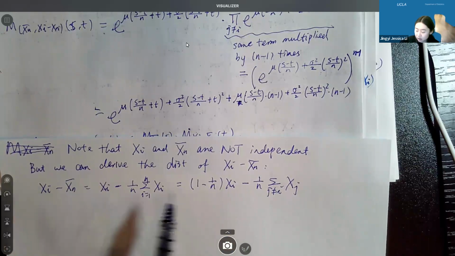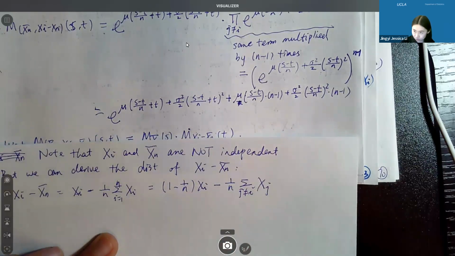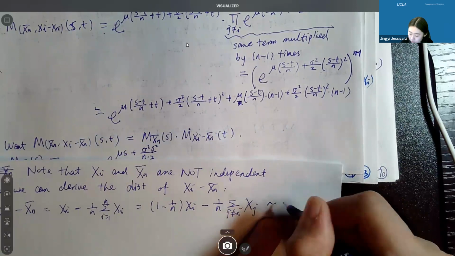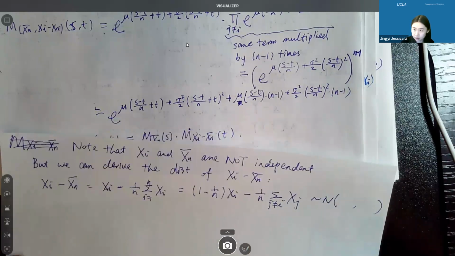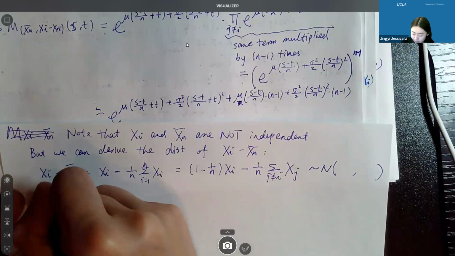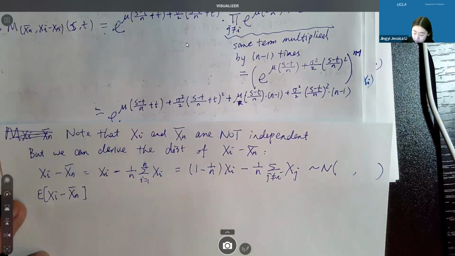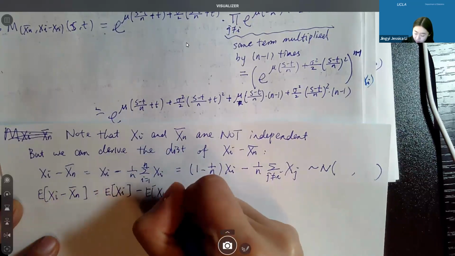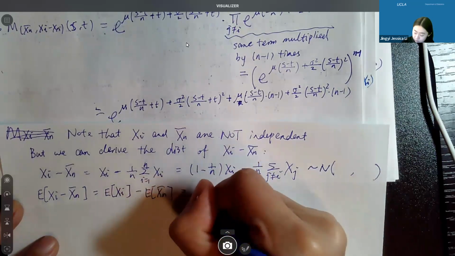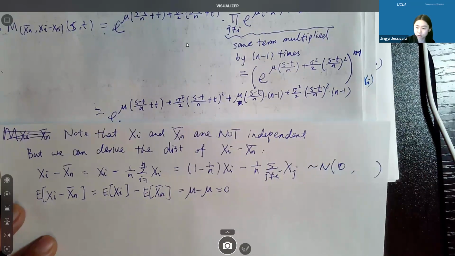Now we are just going to derive what's its distribution. Again, it's just a linear combination of i.i.d. normal random variables. So that's why we know it should follow a normal distribution. But what's left for us is to fill in the expectation and the variance. So the expectation of xi minus xn bar is actually pretty straightforward. It's expectation of xi minus expectation of xn bar, and both are mu. So it's mu minus mu, which is 0. So we put 0 here.